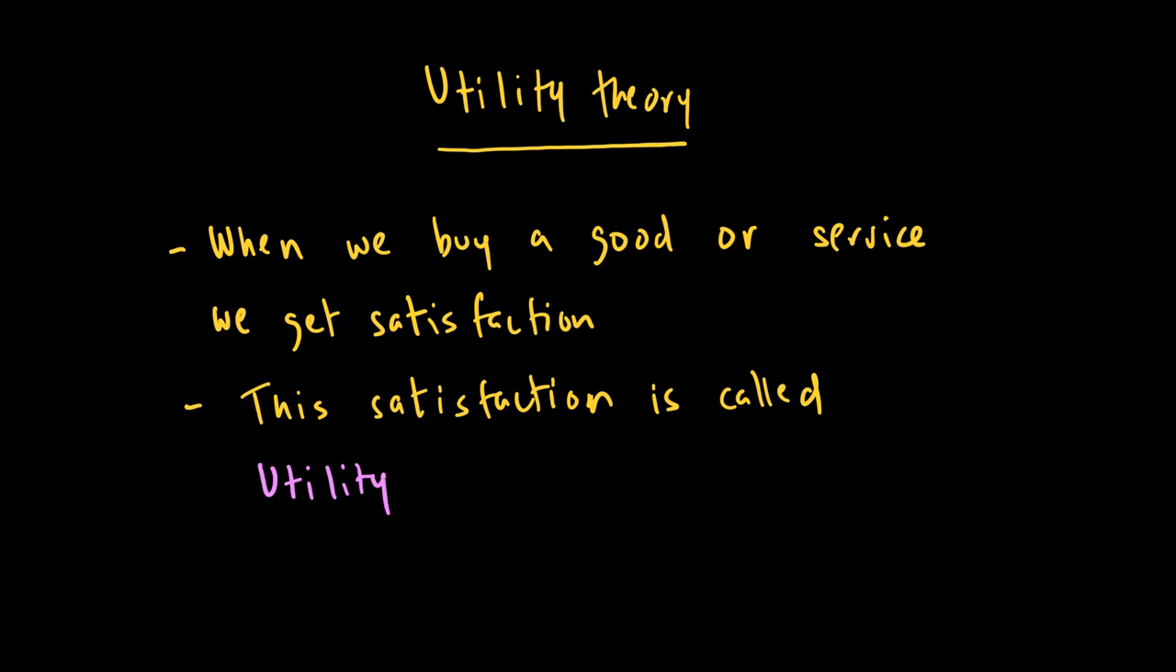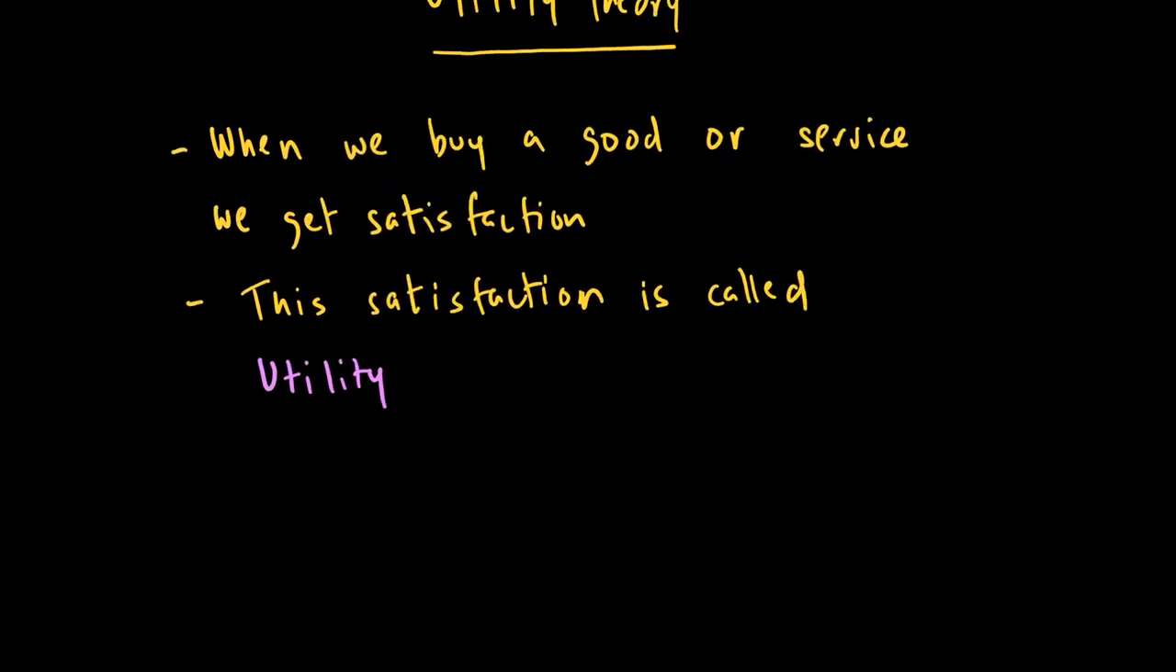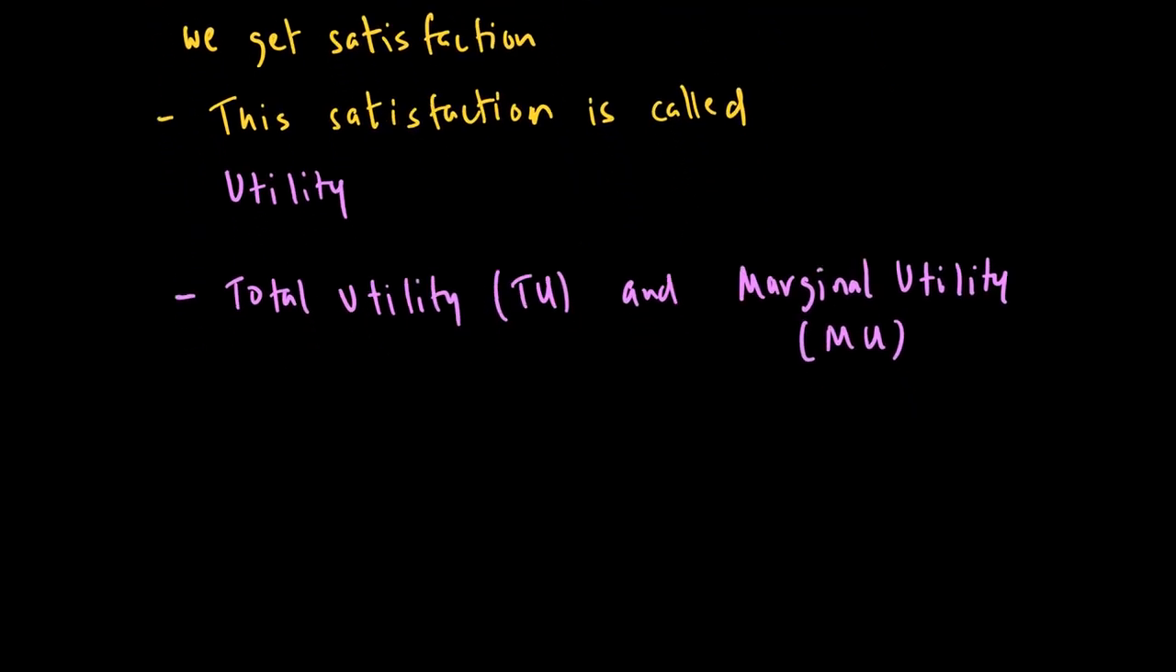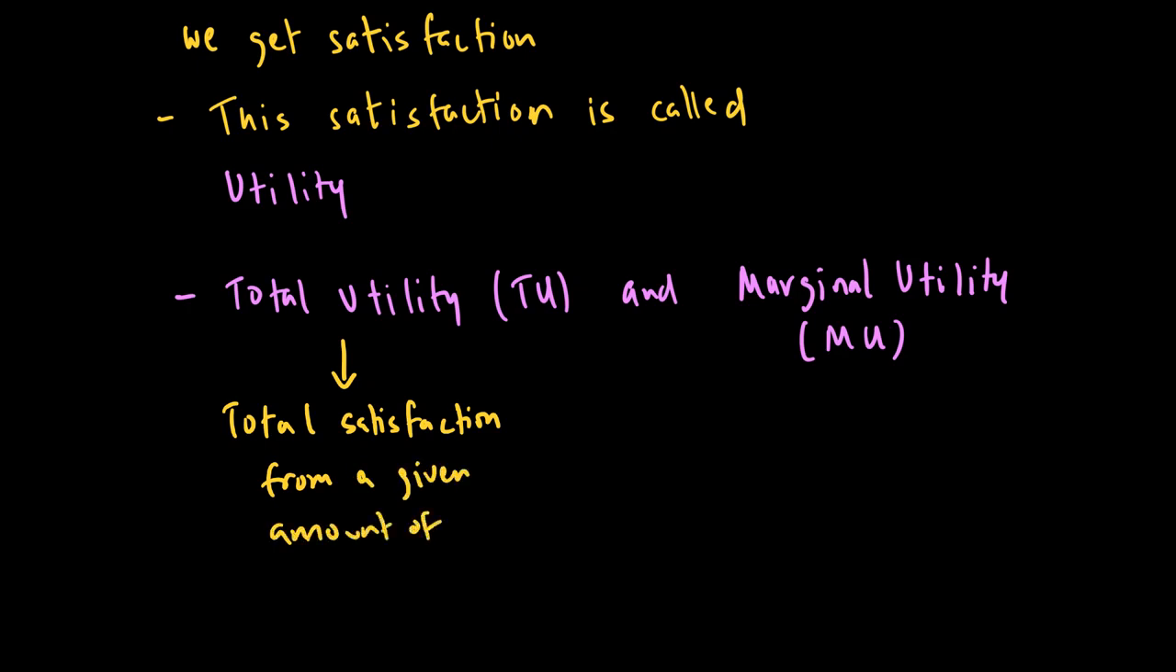Now, there are two concepts in utility that we want to talk about. One is what we call the total utility, and the other is what we call the marginal utility. So what's the difference between total utility and marginal utility? Well, total utility is simply the total satisfaction that we get from buying a given amount of a good or service.